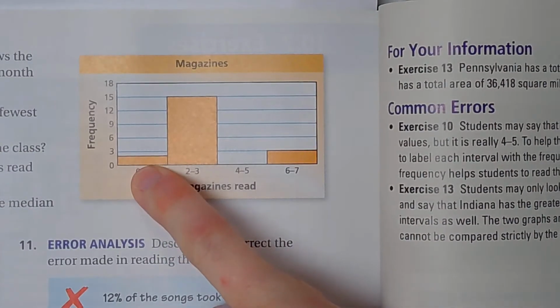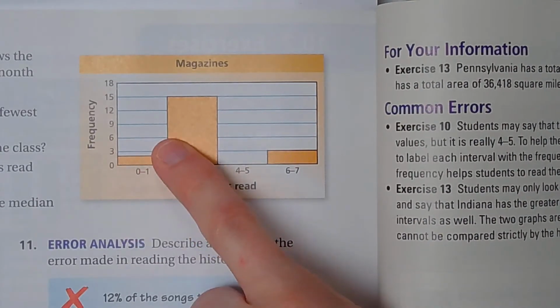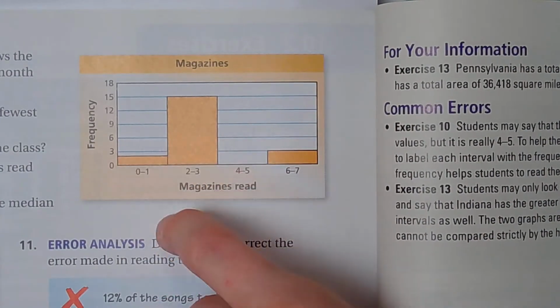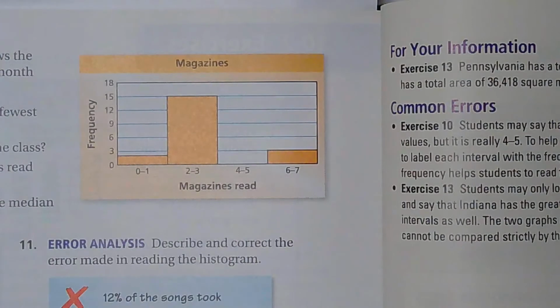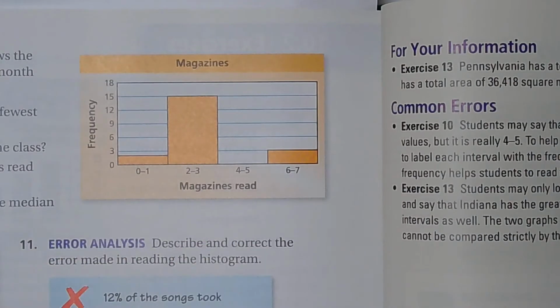So for this one right here, this is 2. This is 15, so 2 and 15 is 17, and then this bar goes up to 3. So this is 20 people. 20 people were graphed for this specific question. So all you would do is count up your bars.